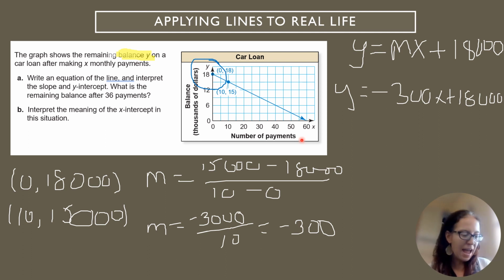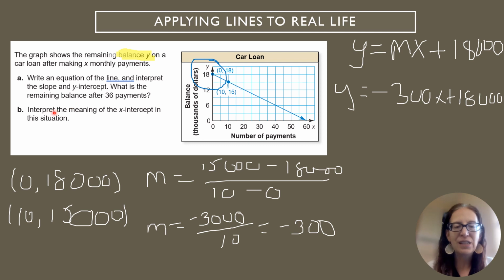Okay. The x-intercept represents the amount of time until you pay off your car. So it looks like 60 months. So that's what, 5 years? It's going to take you 5 years to pay off your $18,000 loan. And so that's what the x-intercept represents: how much time it will take until you have a zero balance, until you don't owe anything, until you own the car.